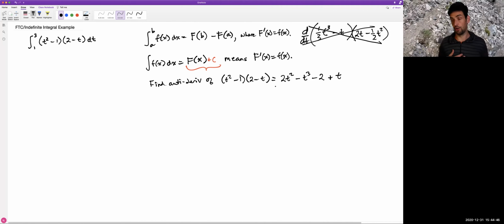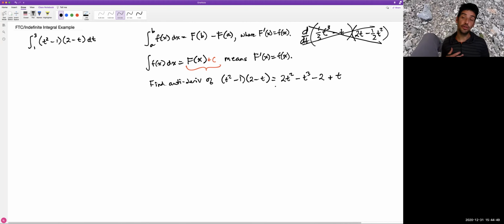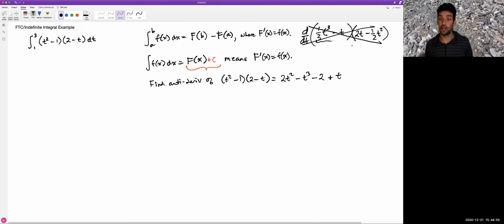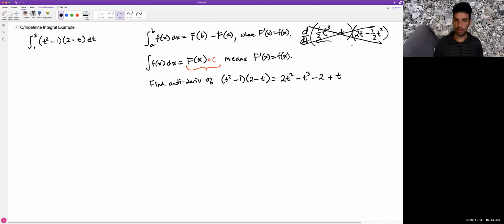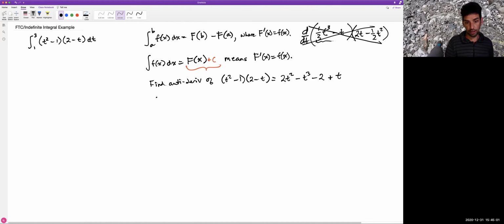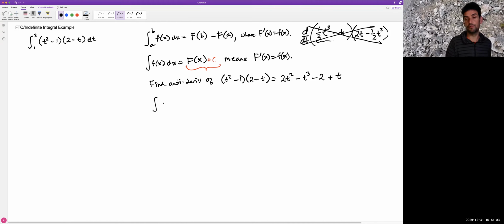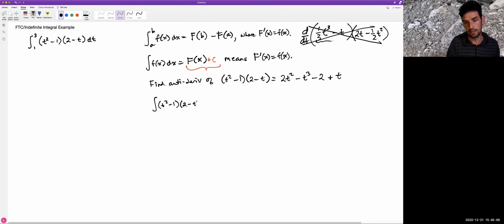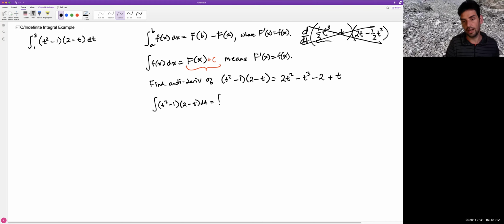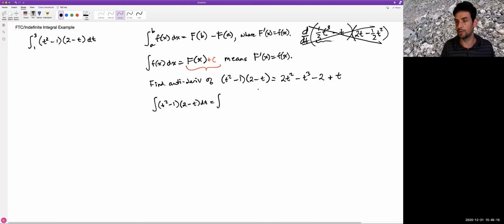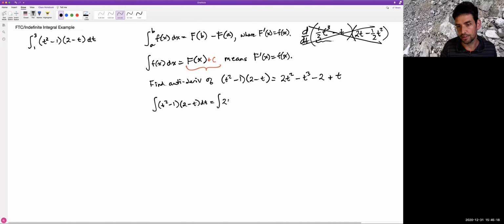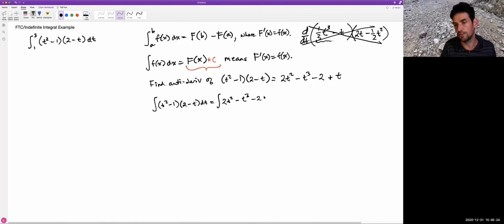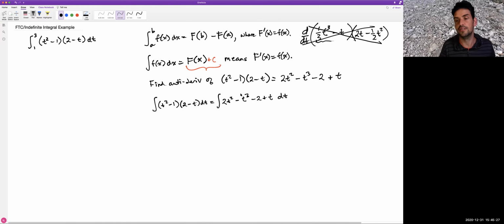Remember our properties of integrals. When we take the integral of this whole thing, we can take each piece one at a time, and then we'll be able to use our reverse power rule, the same rule I used up here to get this wrong answer, but now we'll do it the correct way. I'll go through that in a little detail. I'm not going to worry about the bounds of the integral first. I'm just going to look at this antiderivative: the integral of 2t squared minus t cubed minus 2 plus t dt.